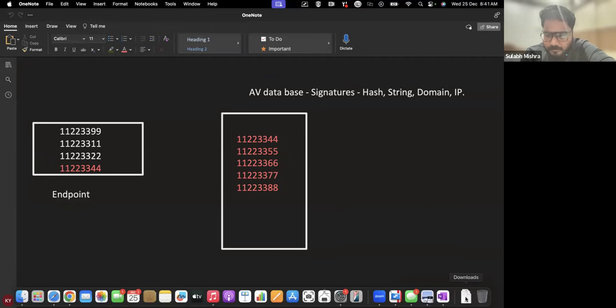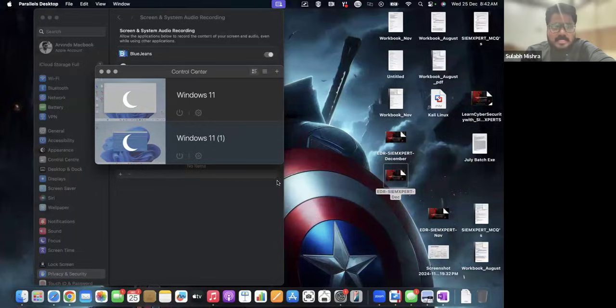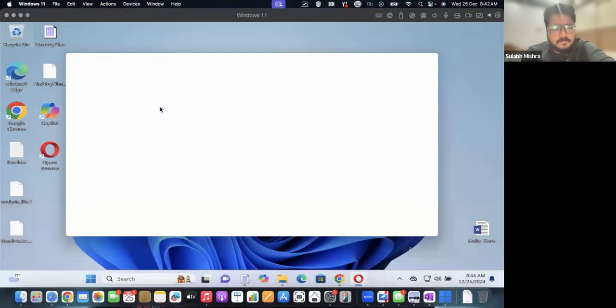Let's try a quick demo and see. It's a VMware, so bear with me for slight lagging or congestion here.